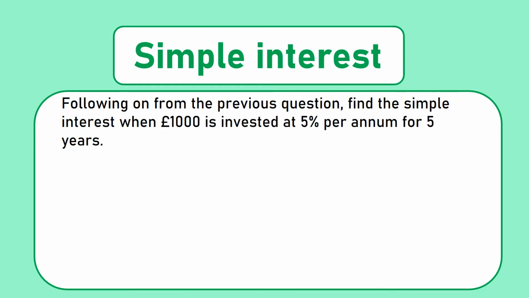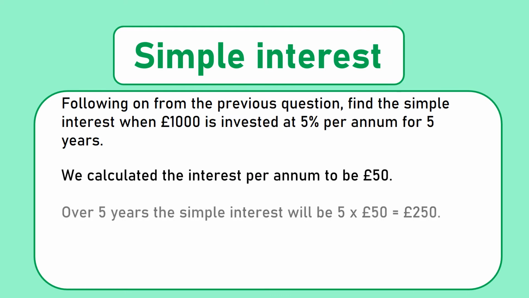Following on from the previous question, what would be the simple interest when £1,000 is invested at 5% per annum for 5 years? So we just worked out that per year you would earn £50 per annum. So over 5 years, you would earn 5 lots of £50, which is £250.